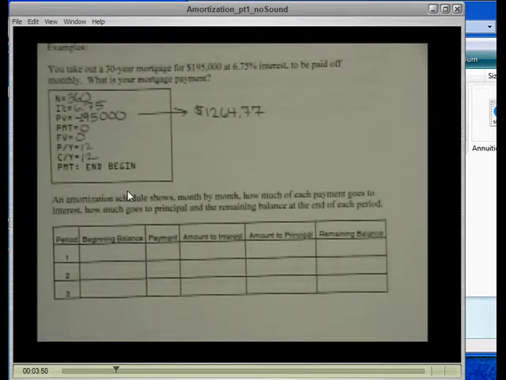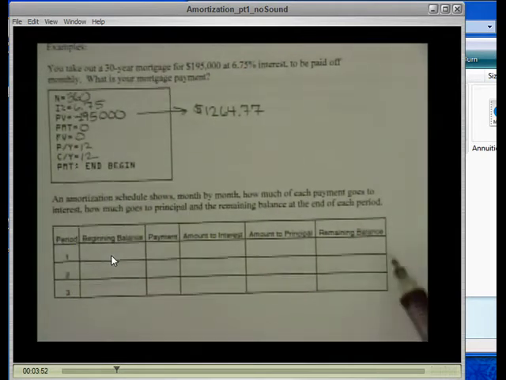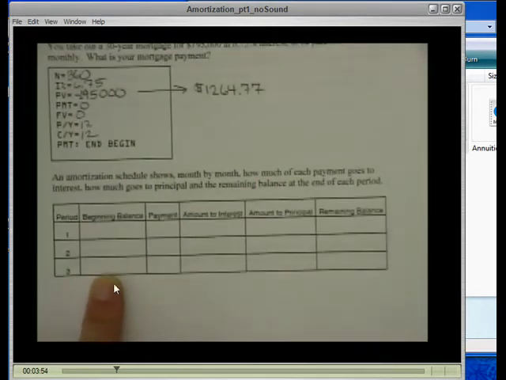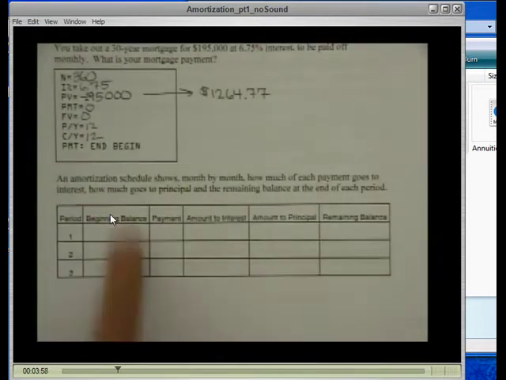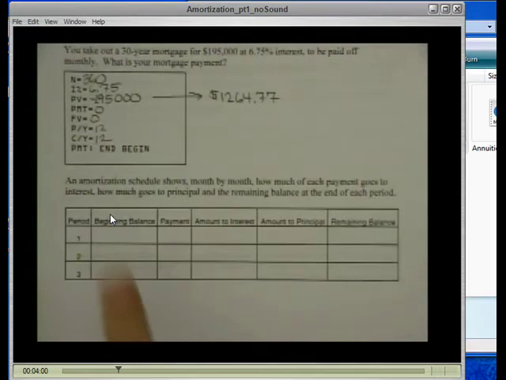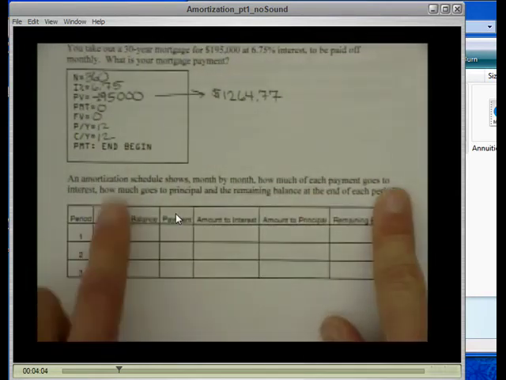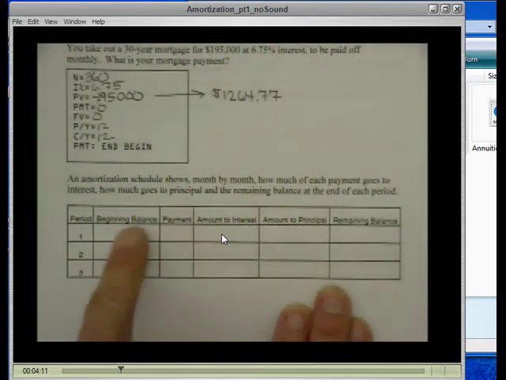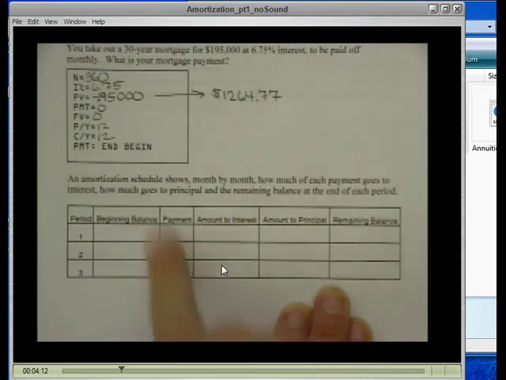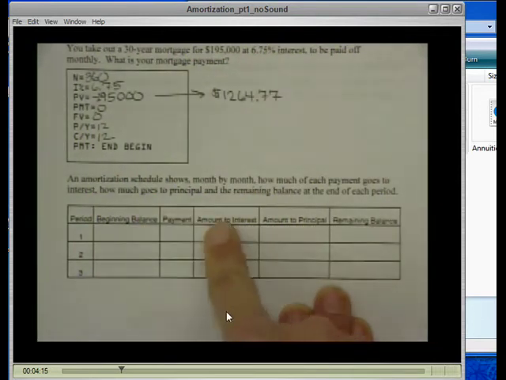Okay, so this is what an amortization schedule will look like. And I think in Math Excel, it won't have this column for beginning balance, but a traditional amortization schedule will have your beginning balance for each period. Your payment will stay the same every time. And then the amount to interest will change as the loan progresses. More will go to interest at the beginning and then it'll gradually decrease so that by the end most of your payment goes to reducing principal.